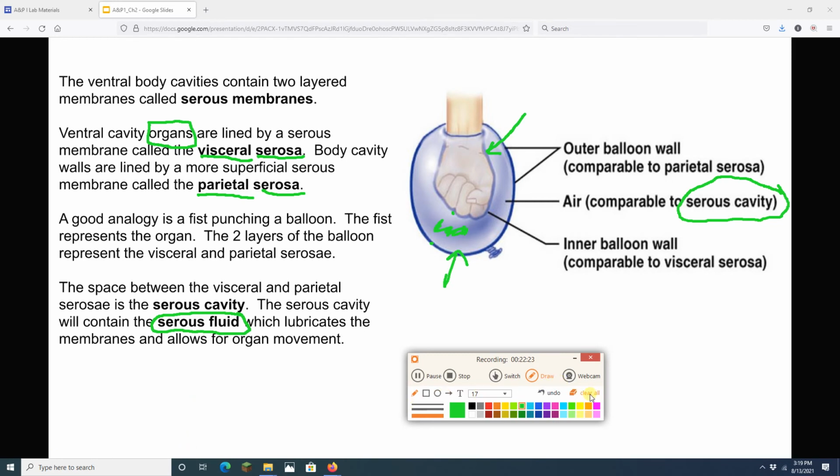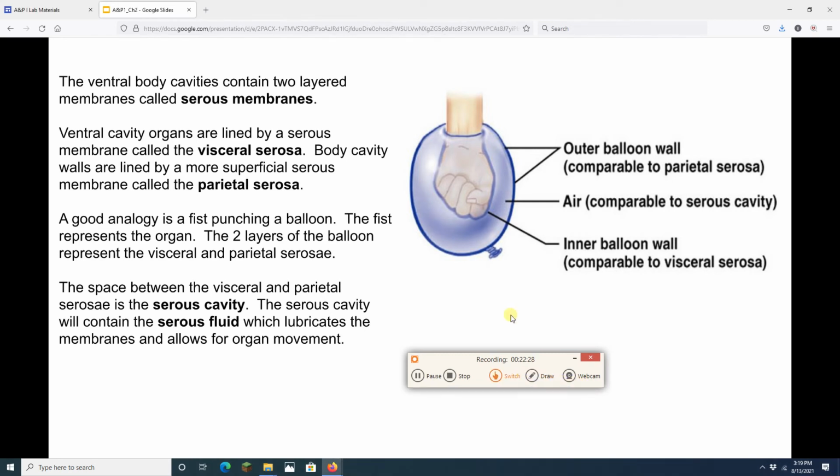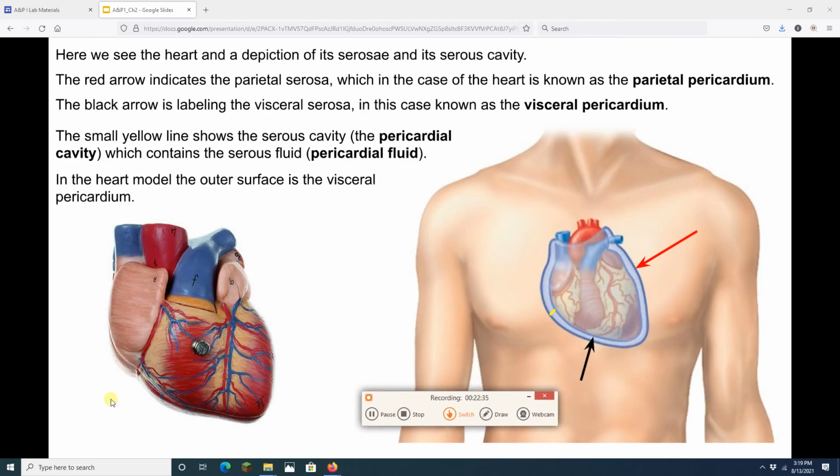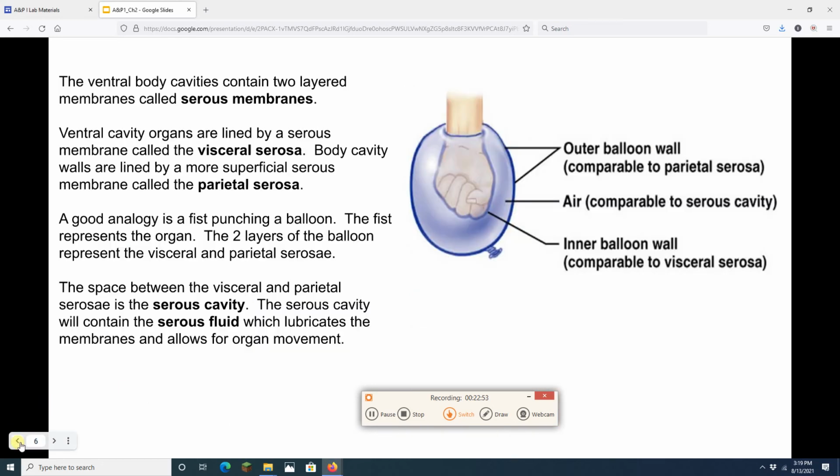Because we got multiple organs that are going to have this situation, we might need to be a little more specific. For example, got a heart right here. And here we got a heart in the person's chest. See that heart right there? And we have a depiction of its serous membranes around it. Notice how it looks kind of like what we just saw with that balloon. Look at that heart right there and how it has two layers around it. And then go back with me here and see how the fist has the two layers of balloon around it.